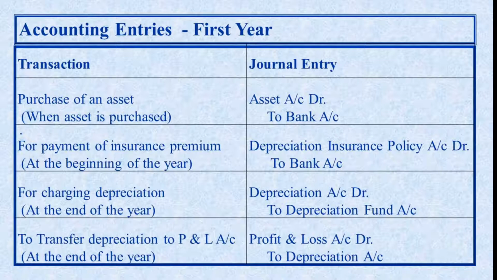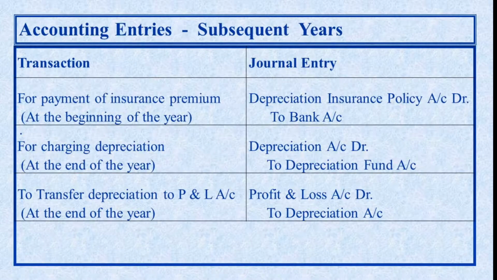The fourth entry in the first year is to close depreciation account. Depreciation account being nominal account, it is closed at the end of the year by transferring the amount to profit and loss account. The entry for the same is profit and loss account debit to depreciation account. These 4 entries are passed in the first year.